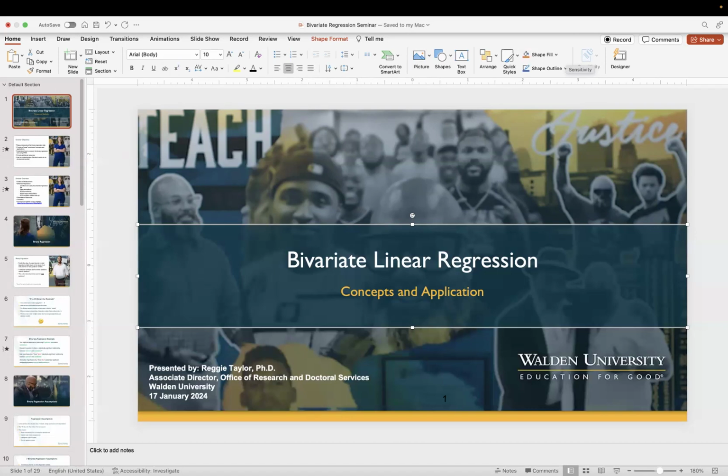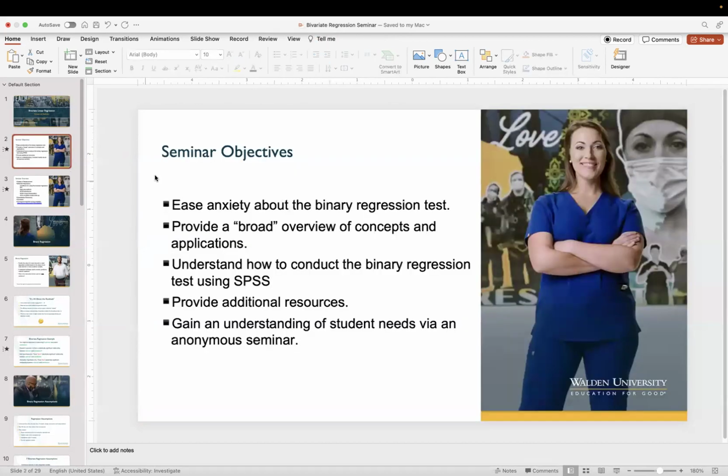So what we'll do this evening is go through some bivariate linear regression concepts and application. And again, I'm going to talk about the objectives. The number one objective of my concern is to ease your anxiety about the binary regression test, just as we did last night.